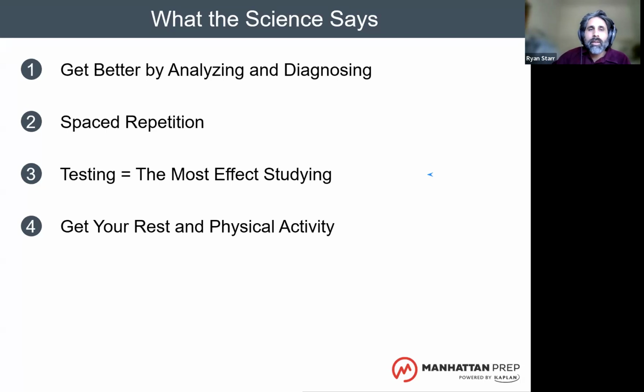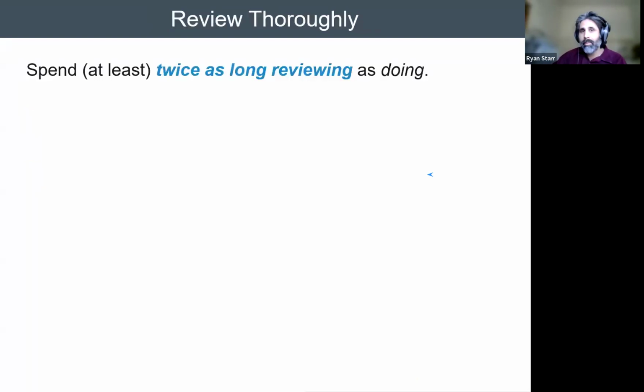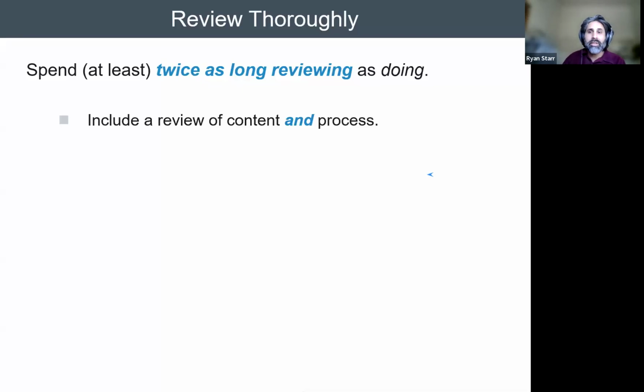When it comes time to review targeted sets or practice sets, you need to commit to spending a lot of time on that. And this is the last thing I want to leave you with in terms of how to get the most out of your preparation. Spend at least twice as long reviewing problems as doing them. This should involve redoing the problems, right or wrong. I'd say redo the problems.